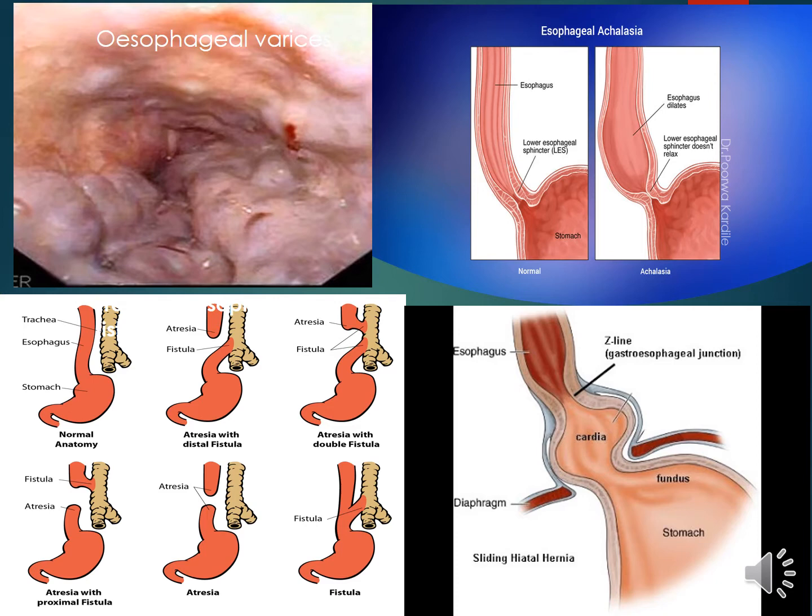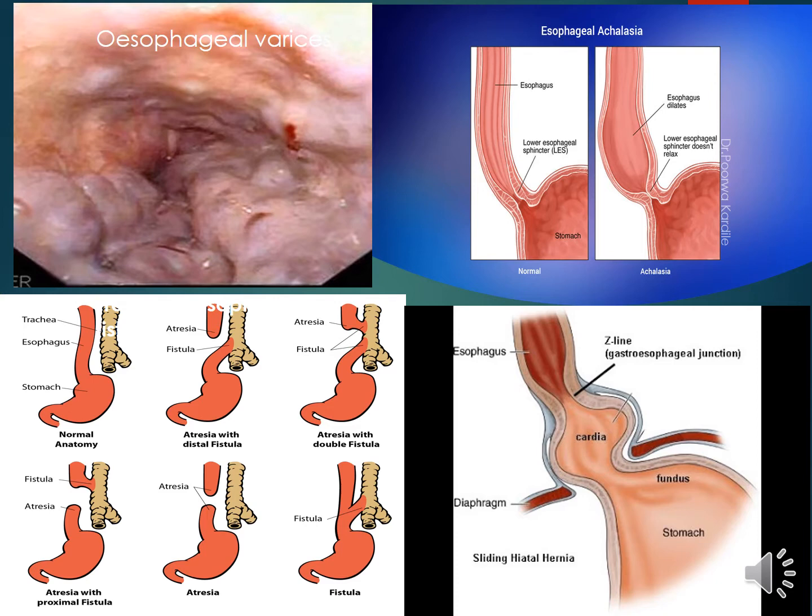Now the next slide is of sliding hernia. It is herniation of abdominal viscera through the esophageal opening in the diaphragm. At the level of the 10th thoracic vertebra, we have the esophageal opening in the diaphragm. When the abdominal viscera protrude out through this, either due to weak musculature around the esophageal opening, or weak phrenicoesophageal ligament, it leads to sliding hernia.